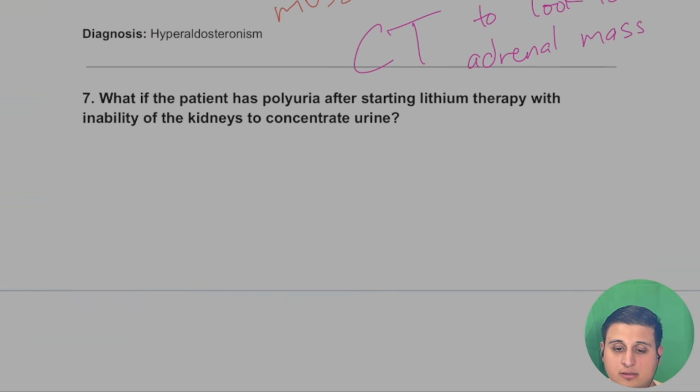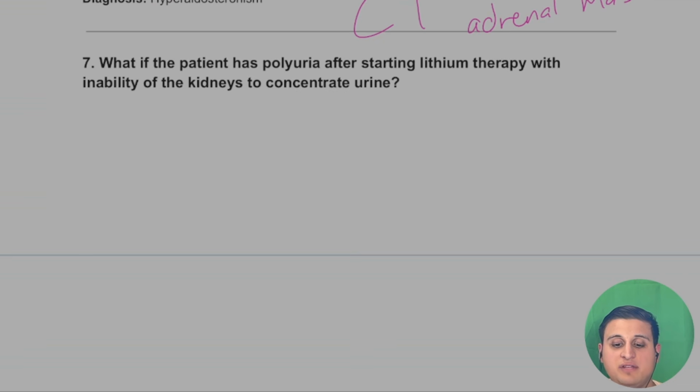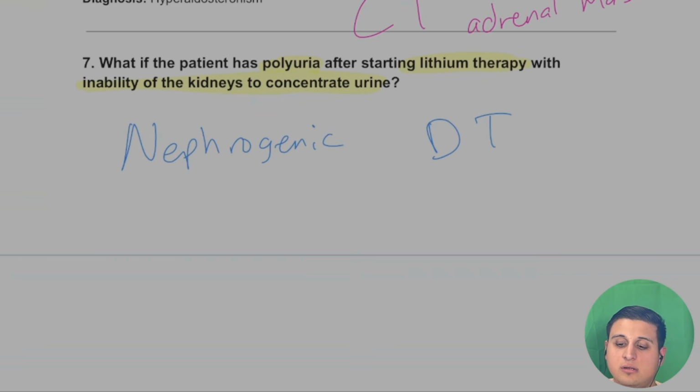All right. And moving on to this one. Now, what if this patient has polyuria after starting lithium therapy and the inability of the kidneys to concentrate urine? Dun dun, right? This is going to be nephrogenic diabetes insipidus. Lithium causes this, right? So patients who are taking lithium long term, you're going to want to make sure you're counseling them. Hey, you're going to want to make sure you're looking out for issues with polyuria, polydipsia, just in case.